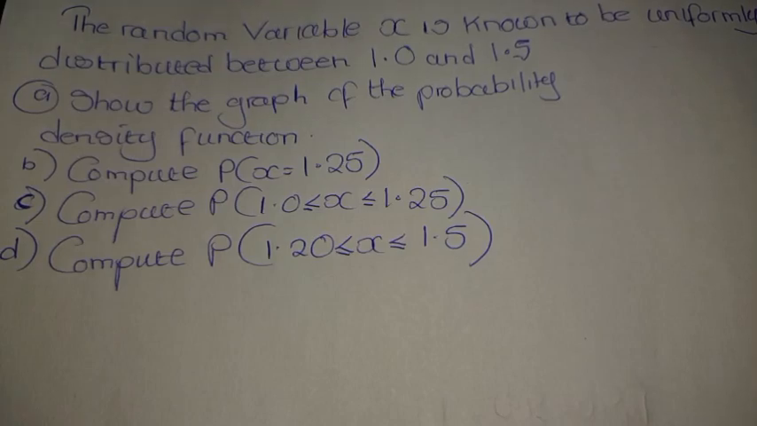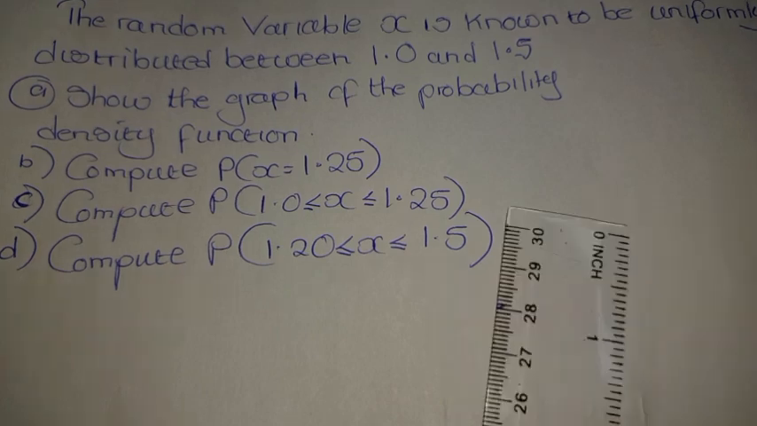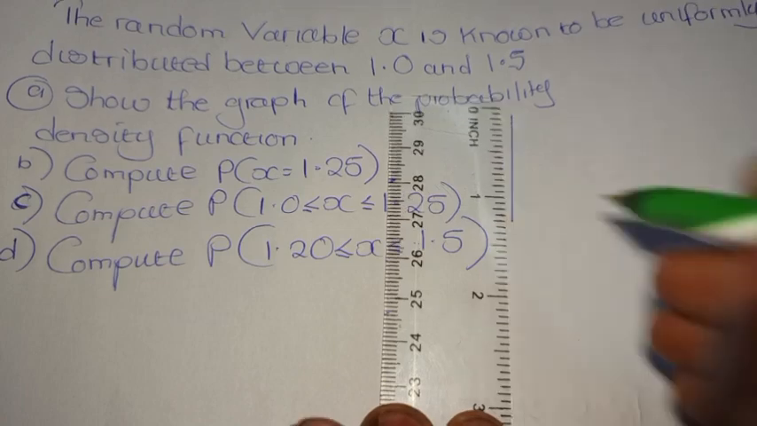So today we have one interesting discussion which reads to say the random variable x is known to be uniformly distributed between 1.0 and 1.5. The first question reads: show the graph of the probability density function. Remember in the previous video I had shown you how the graph of the probability density function is drawn. So we will not waste much of your time. We will just go directly to drawing the probability density function.